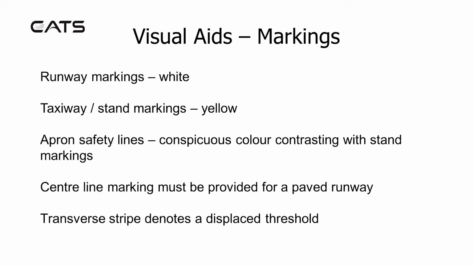Visual aids markings. Runway markings are white. Taxiway stand markings are yellow. Apron safety lines are a conspicuous colour contrasting with stand markings. Centerline marking must be provided for a paved runway. Transverse stripe denotes a displaced threshold.